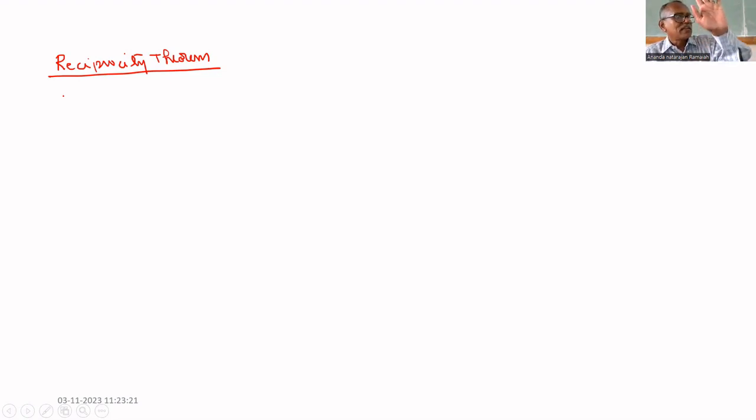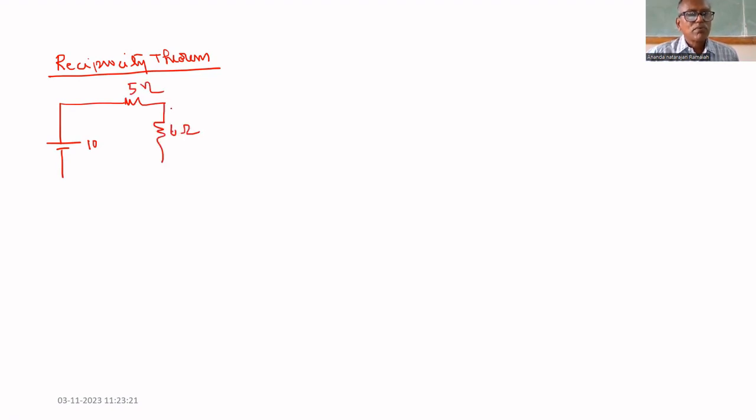So there are 4 points we have to consider: single source, bilateral, linear, passive. Bilateral means bidirectional. Current should go through that element in both ways. A passive circuit means we can interchange the source and the response. That is the theorem.